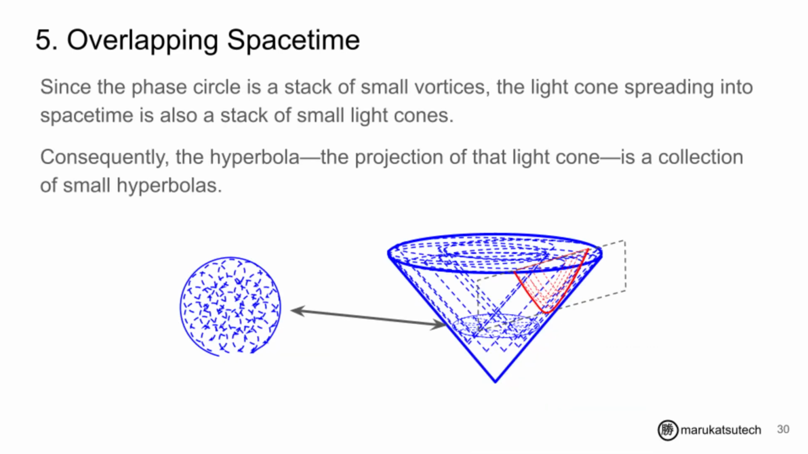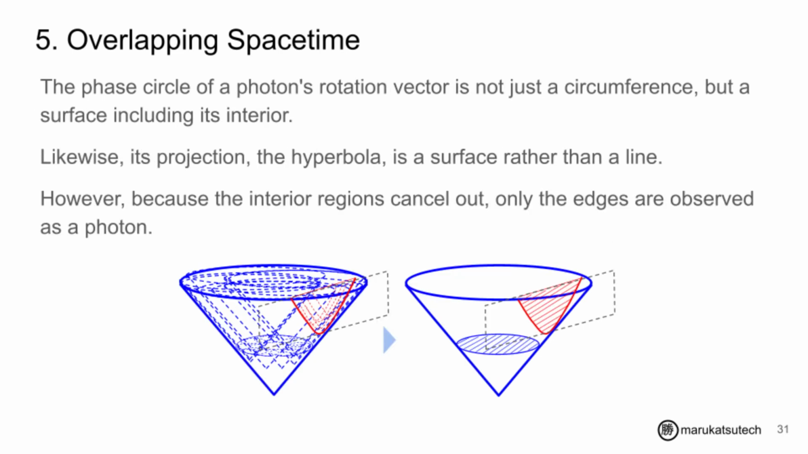Since the phase circle is a stack of small vortices, the light cone spreading into spacetime is also a stack of small light cones. Consequently, the hyperbola, the projection of that light cone, is a collection of small hyperbolas. The phase circle of a photon's rotation vector is not just a circumference, but a surface including its interior. Likewise, its projection, the hyperbola, is a surface rather than a line. However, because the interior regions cancel out, only the edges are observed as a photon.